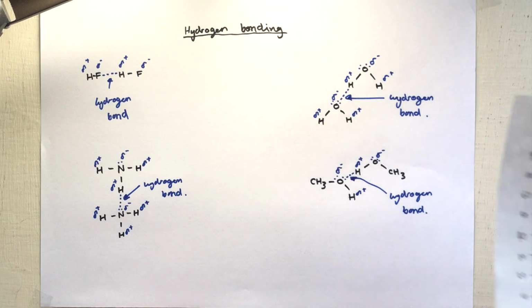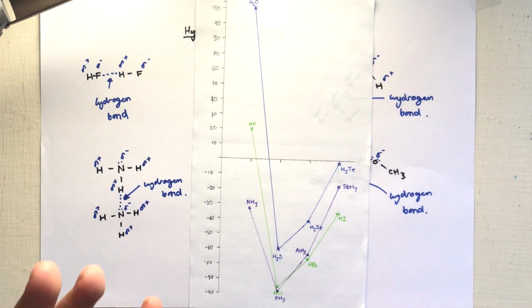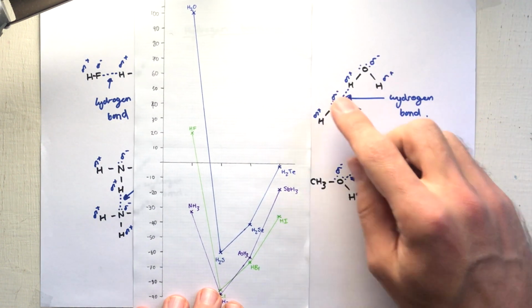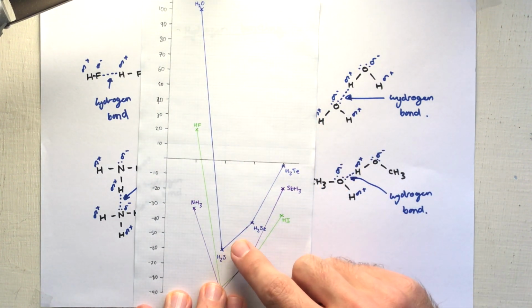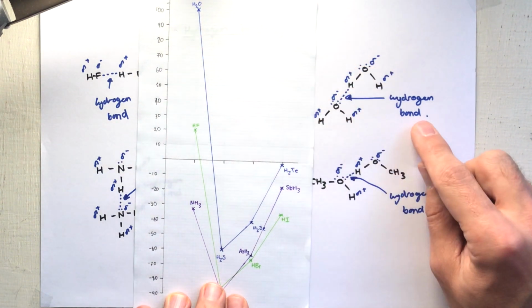So if we have a look back at our graph here, we can use this to have a look at the impact of hydrogen bonding again. So we've got oxygen bonded to hydrogen here, so we've got the water molecule where we've got a high boiling temperature relative to the other elements in group 6 bonded to hydrogen. So we've got a higher boiling temperature here.